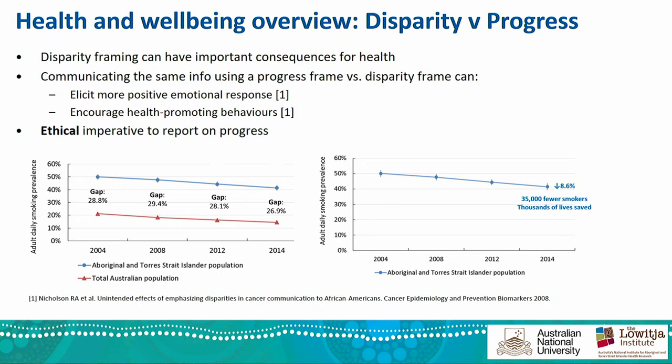So it's not just using statistics to tell a story, it actually has an impact on what people do. So if you tell Aboriginal and Torres Strait Islander people that we're failing to close the gap, then people are less likely to do things. They're less likely to listen to health promotion messages. They're less likely to change behavioural lifestyle things. So that's really important. And there's international research on this as well, that when we use a progress frame, we elicit more positive emotional responses and it encourages health promoting behaviours. So how we talk about this stuff is very, very important as well.